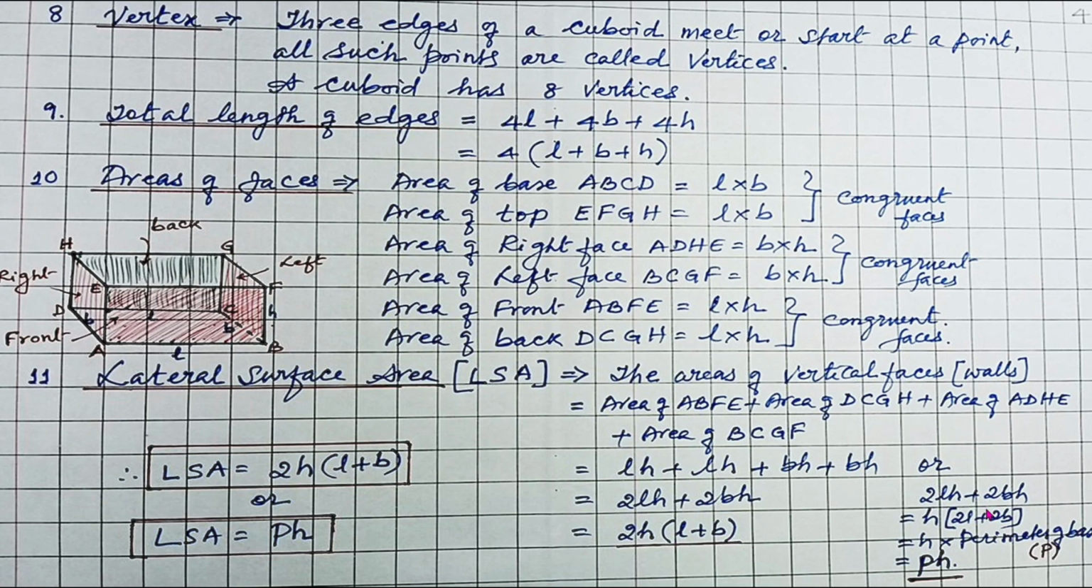Now taking the same formula, 2LH plus 2BH, I can take H common, and 2L plus 2B, that is length, breadth, length and breadth, is the perimeter of the base. So take the perimeter of the base as P, then the lateral surface area is perimeter of the base into height. Again a very important relation for finding the lateral surface area. Therefore the lateral surface area of a cuboid can be found by the relation 2H in the bracket L plus B, or PH. Remember that.